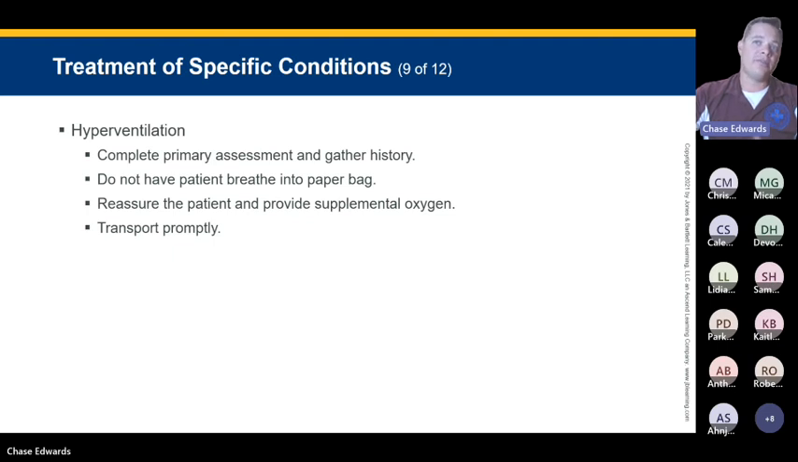Hyperventilation: you want to complete a primary assessment and then gather the history if you can. Do not have the patient breathe into a paper bag. That's just rebreathing, and it's not good. All you're doing is rebreathing the carbon dioxide that you're breathing out. So reassure the patient and provide supplemental oxygen, and then transport promptly.